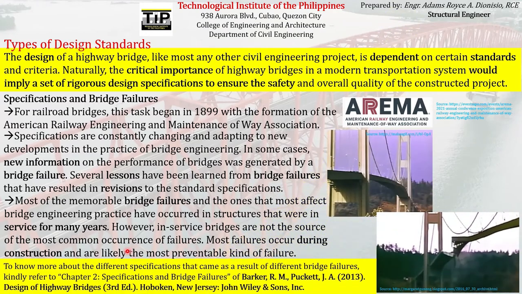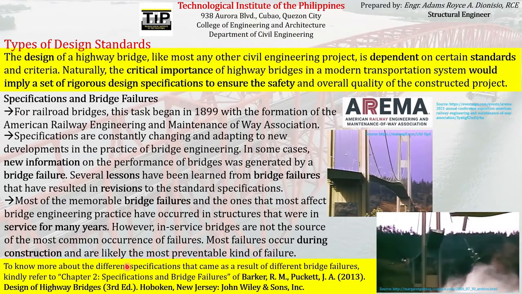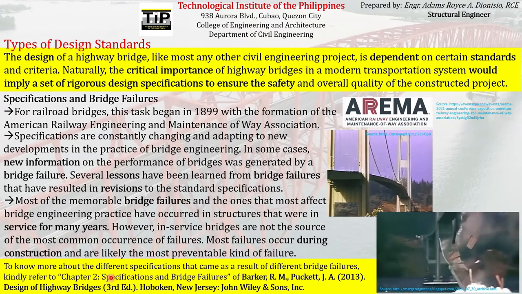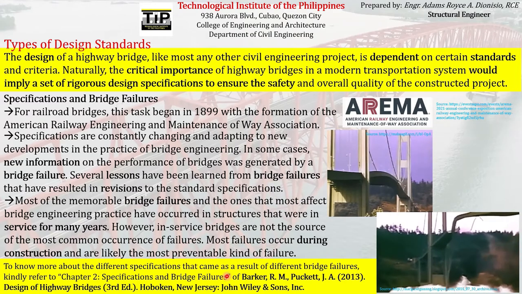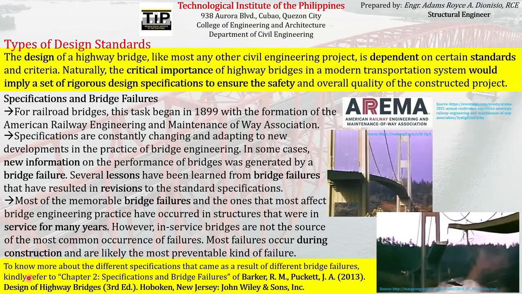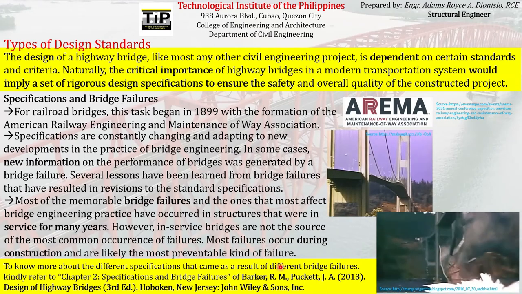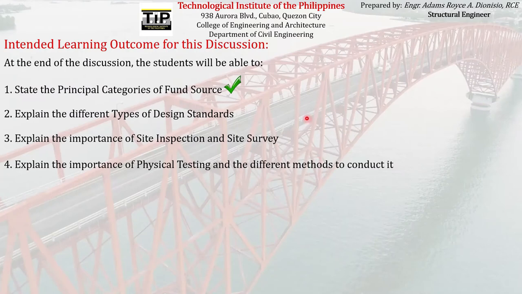So if you want to know more about the different specifications that came as a result of different bridge failures, you can refer to Chapter 2, Specifications and Bridge Failures, from the book of Barker and Puckett, entitled Design of Highway Bridges, 3rd edition. So we are now done addressing our second goal for this discussion, which is for you to be able to explain the different types of design standards.